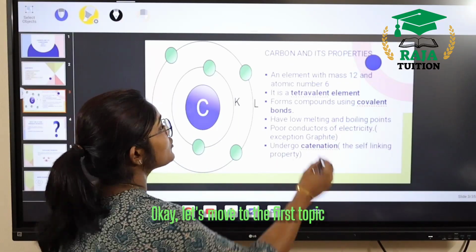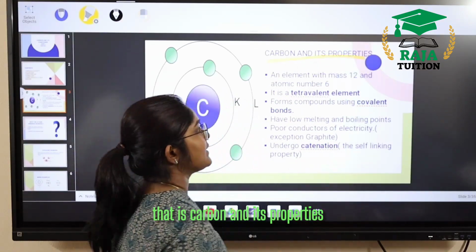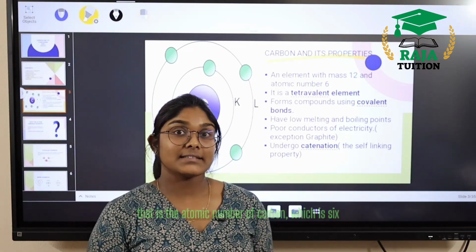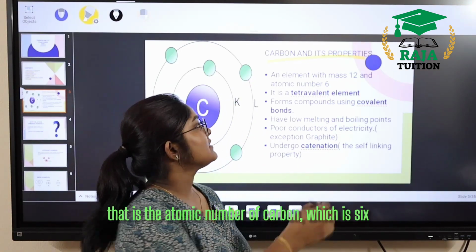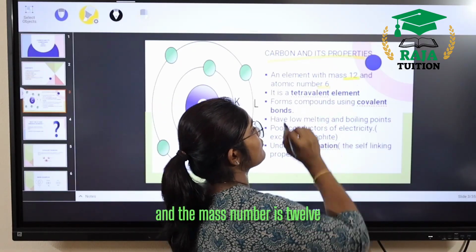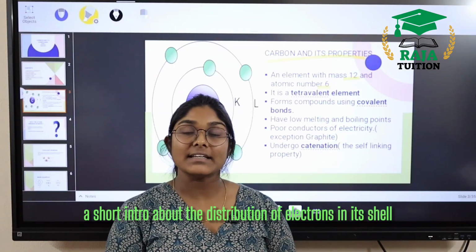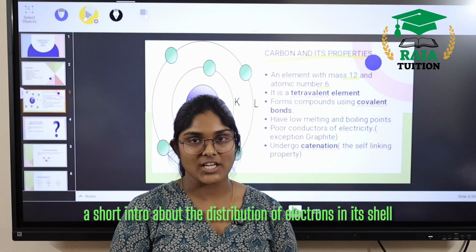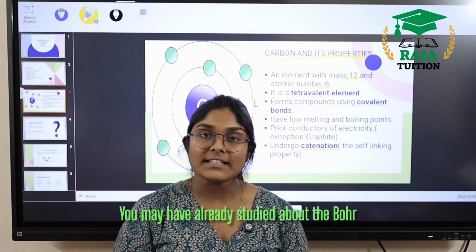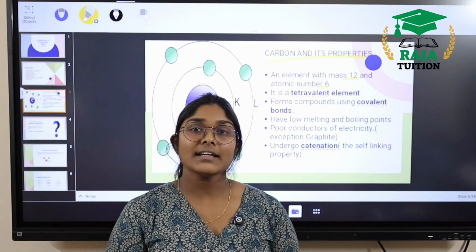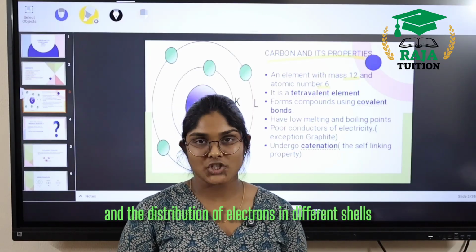Okay, let's move to the first topic, that is carbon and its properties. So let's start with a very basic concept, that is the atomic number of carbon, which is 6, and the mass number is 12. Why I said this is to give a short intro about the distribution of electrons in its shell. Okay, you may have already studied about the Bohr model of atom in your previous classes and the distribution of electrons in different shells.